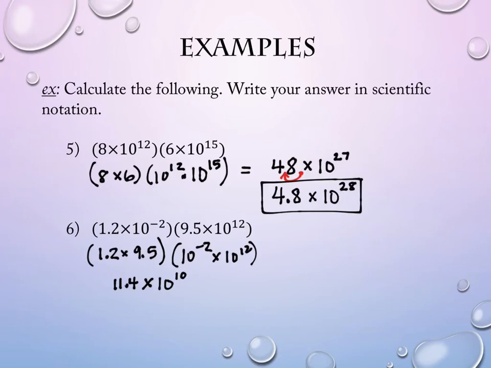So I need my decimal point to be where, actually? Yeah, between the ones, right? I need my decimal to be 1.14. So what's going to happen to my exponent now that I moved it? I'm going to add 1 to it. Lots of ones in this problem. 1.14 times 10 to the 11th.